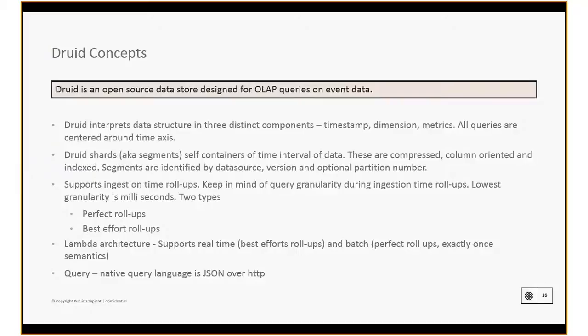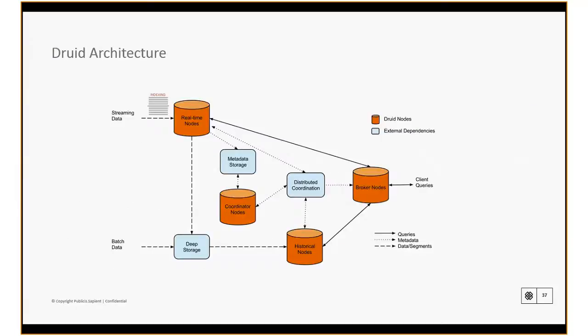Late arrival data and all those things will now be inside the batch layer, and you can pick up those erroneous messages that you had quarantined in your stream layer, and you may try to correct them. Druid works on the same concept.